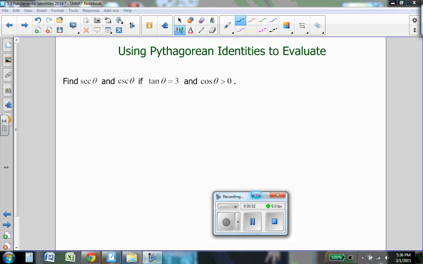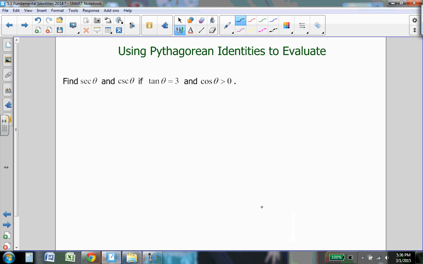Now that we've seen the fundamental identities, we're going to be using them in different circumstances. One of these is using the Pythagorean identities to evaluate some new trig functions. In this one, we're supposed to be finding secant and cosecant if the tangent is 3 and the cosine is greater than 0, or if both the tangent and the cosine are positive. That only occurs here in quadrant 1 where everything is positive. So we need to keep that in mind as we're doing this problem.